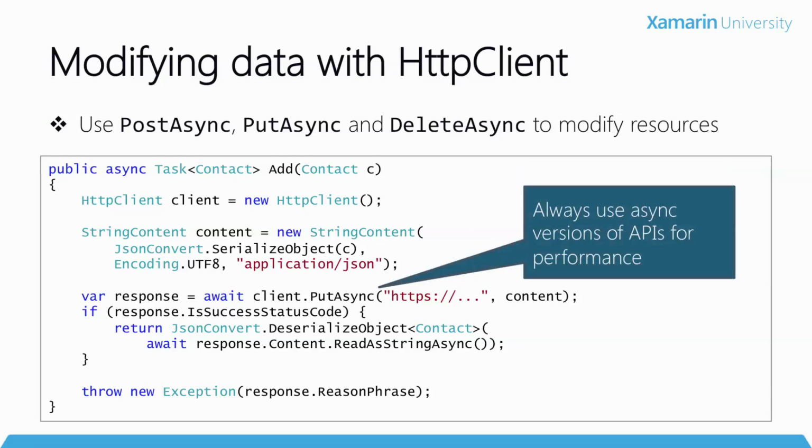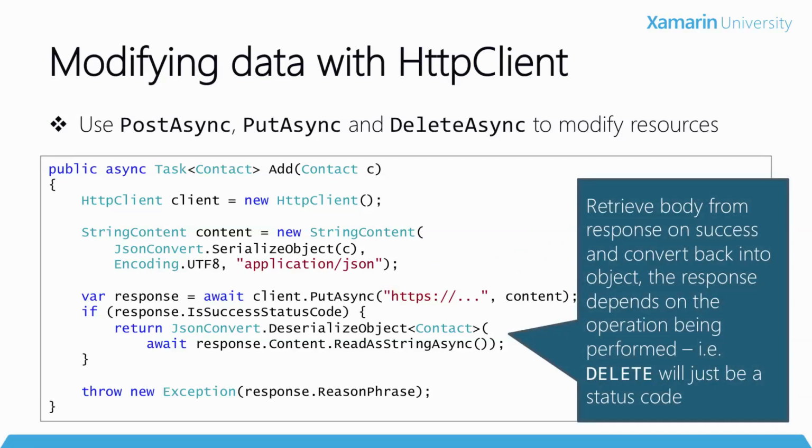And then we'll call the appropriate API, PutAsync, PostAsync, or DeleteAsync, and pass it the URL and the content object. We can also add headers here if necessary through the default headers collection. You saw some code that did that earlier. These methods are all asynchronous, and they return a Task of HttpResponseMessage, which we can then await.